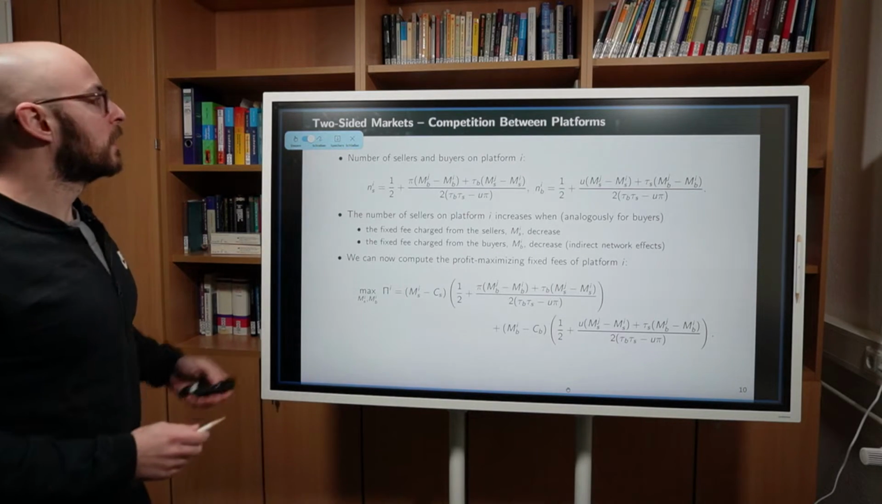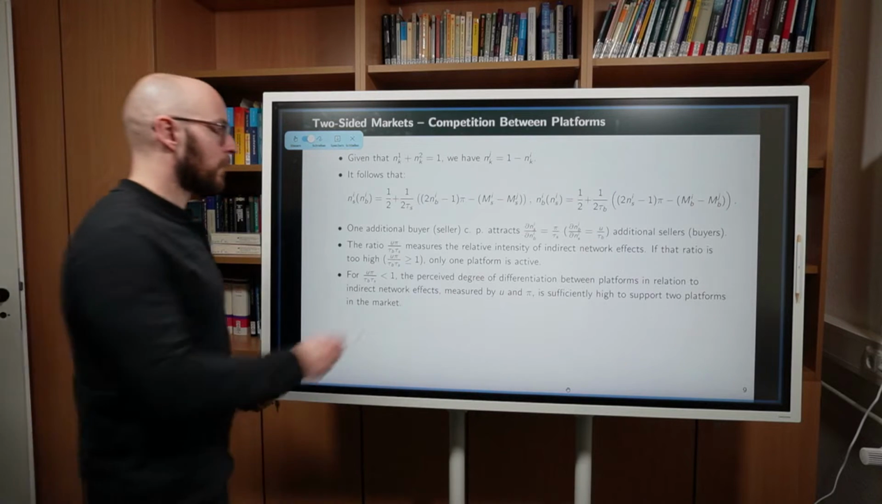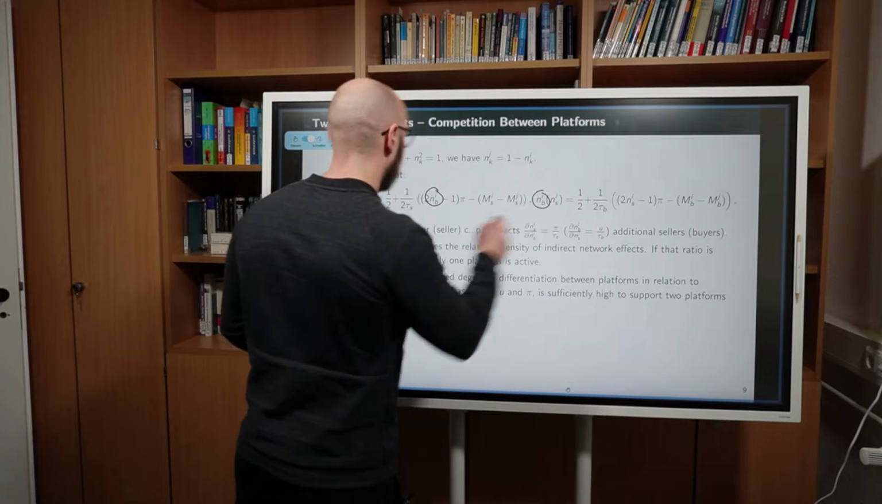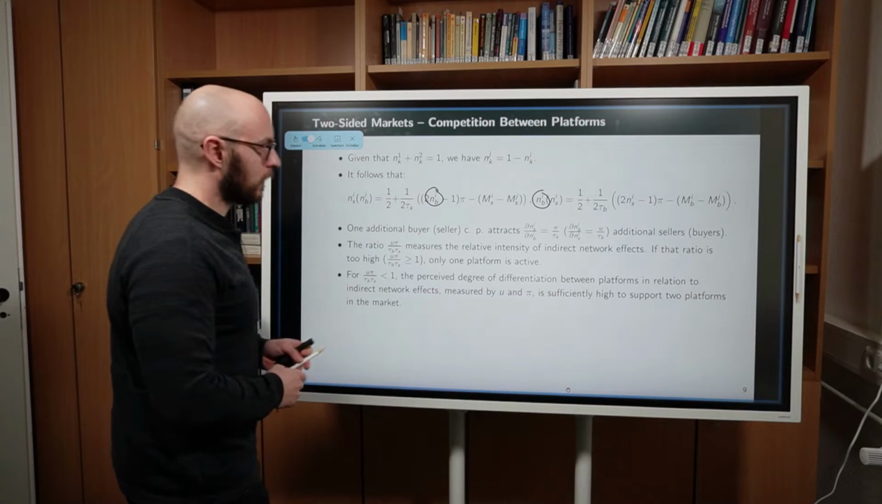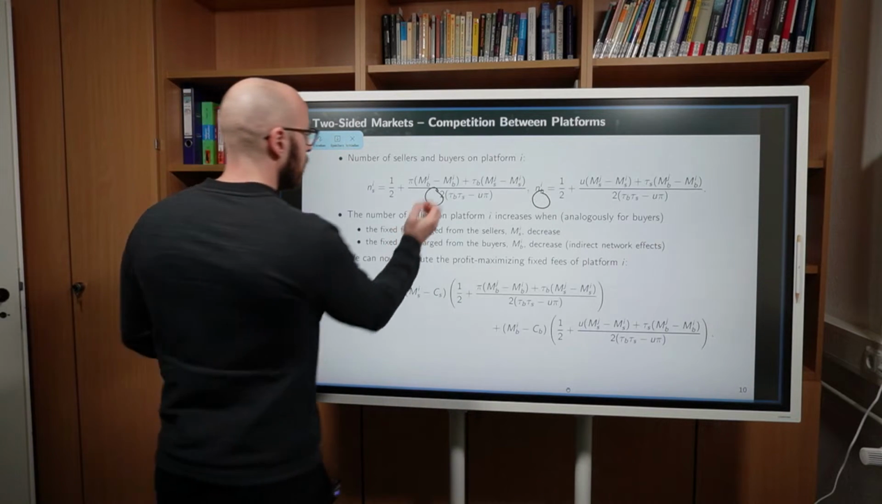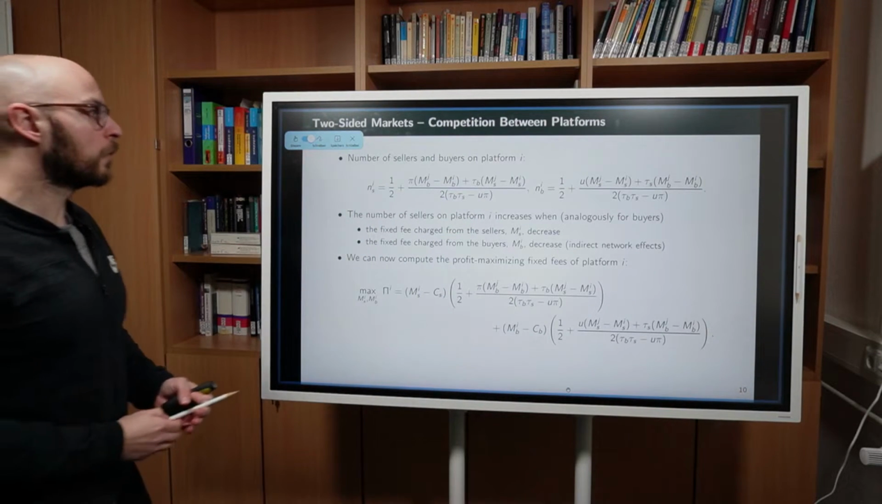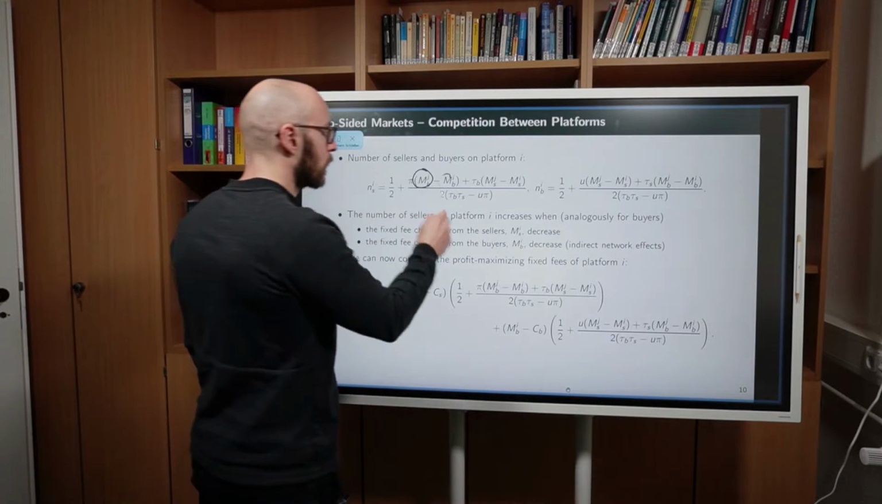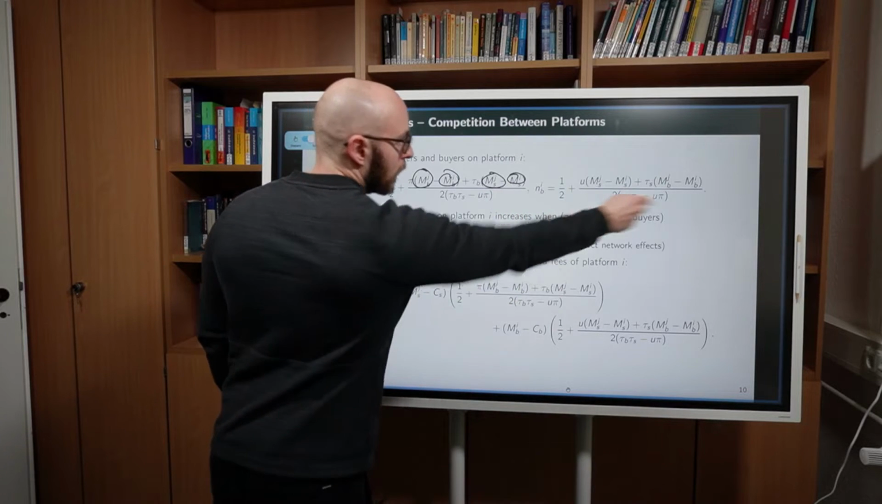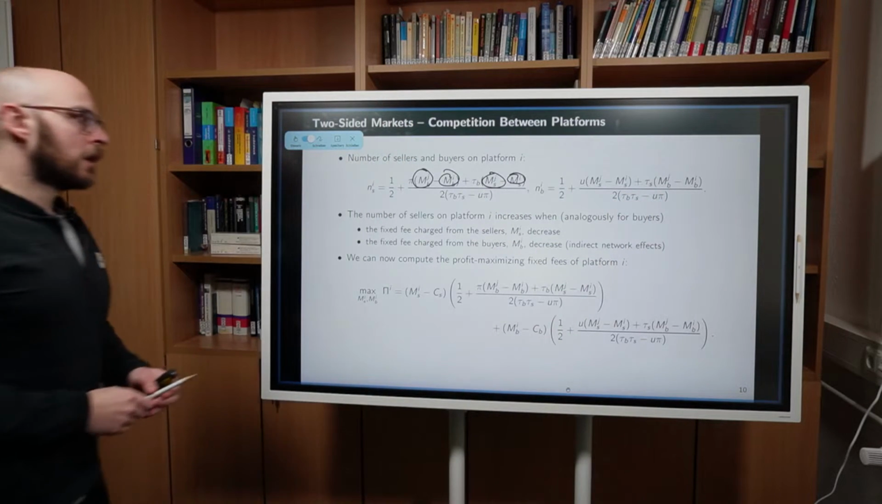Okay, now if we just substitute for NB here, or NS, vice versa, you get your number of sellers and buyers on a given platform only as functions of your fixed fees, right? And the same applies here.